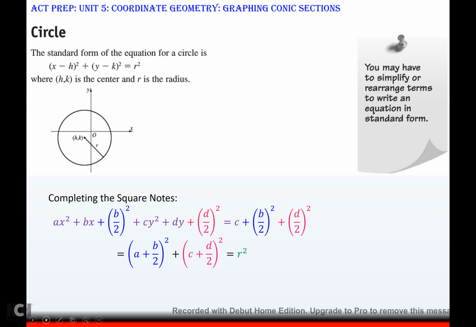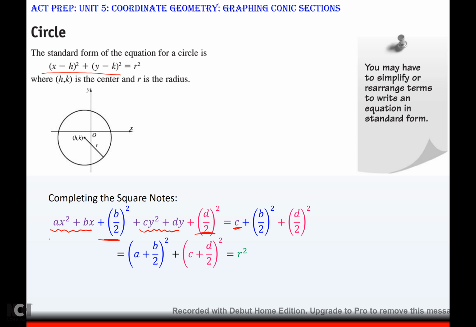Starting with circles, the standard form of the equation for a circle is (x minus h) squared plus (y minus k) squared equals r squared, where (h, k) is the center and r is the radius. Most of the time, you're going to have to complete the square to make your equation look like this. So what you do is you put your x squared and your x term together, leave yourself some space, put your y squared and your y term together, leave some space, and put your constant on the other side.